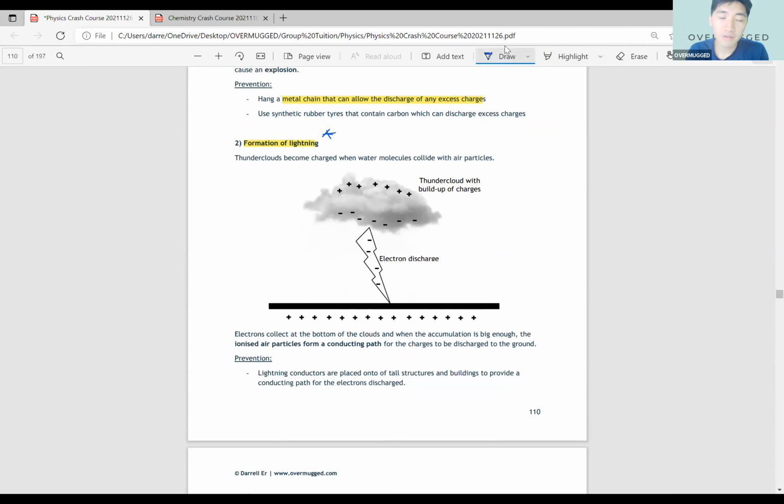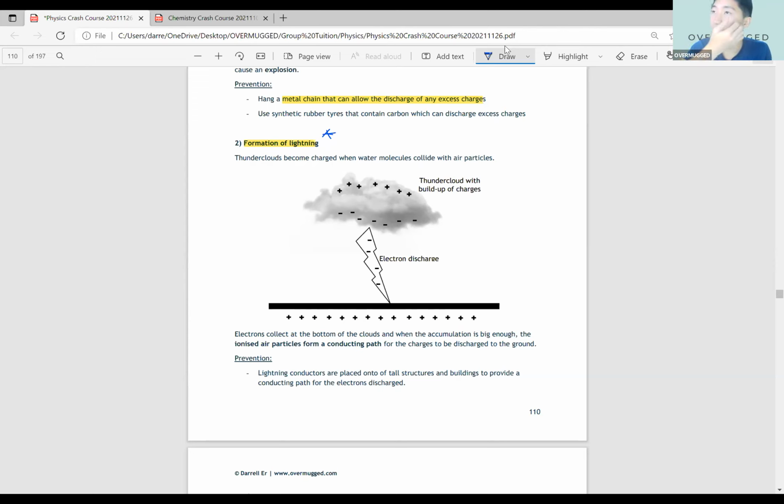Okay, so formation of lightning is actually just a discharge of electrons. So the reason why we always put the lightning rod at the top of the building is because we want the lightning to be absorbed by the lightning rod and not hit the ground. In Singapore, it's generally quite safe with lightning because we have a lot of tall buildings. So if the lightning strikes, it usually strikes the lightning rod on top of the building, and that lightning rod will discharge everything.